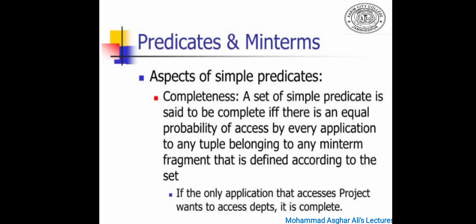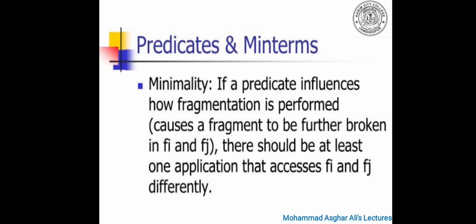Here, completeness: a set of simple predicates is said to be complete if there is an equal probability of access by every application to any tuple belonging to any min-term fragment that is defined according to the set. And if only applications that access project want to access department, it's complete. Minimality: if the predicate influences how a fragment is performed, there should be at least one application that accesses Fi and Fj differently.